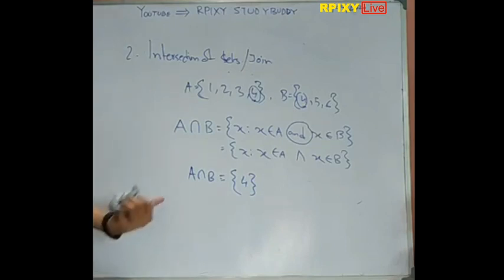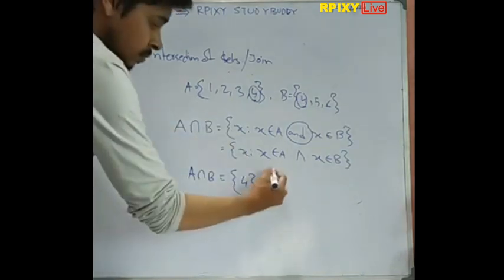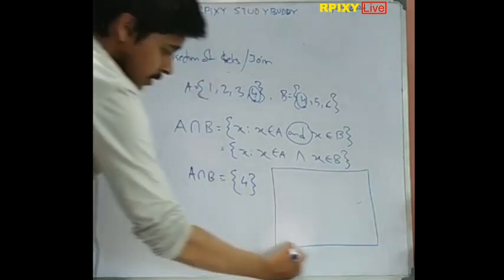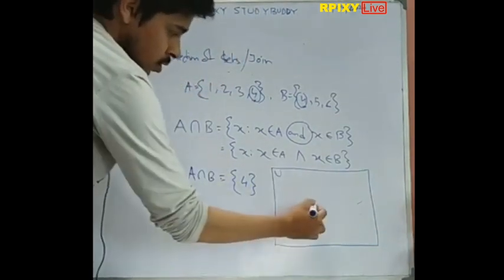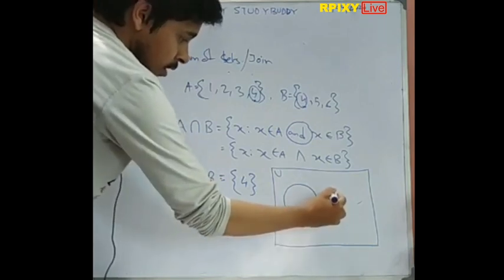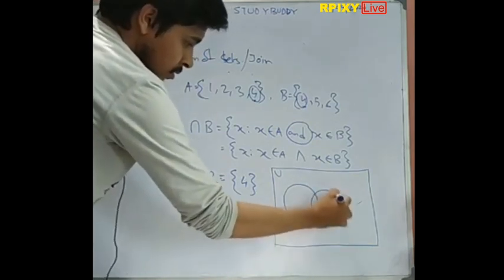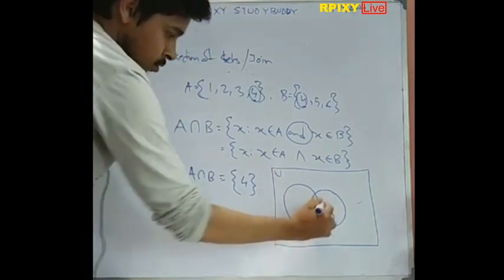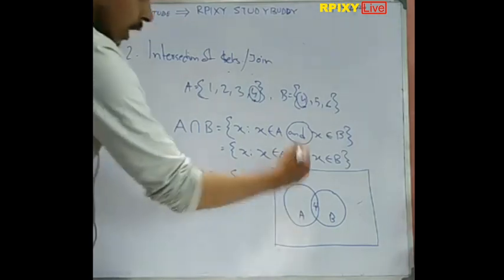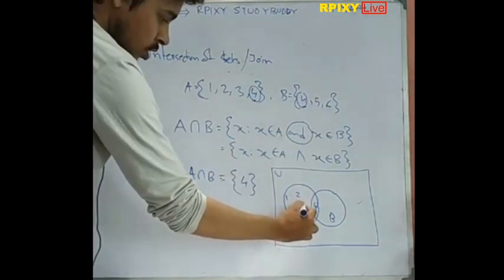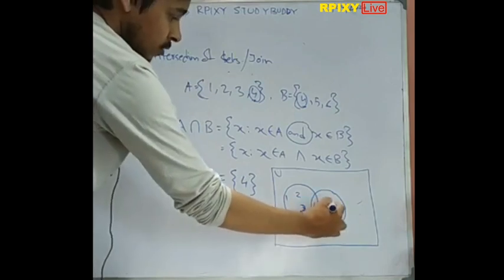Now how can you represent this intersection in a Venn diagram? Suppose this is the universal set U. Again I am taking the set A, and since it has a common part, this is B. Inside the common part it is 4, and other elements are 1, 2, 3. Here other elements are 5 and 6.